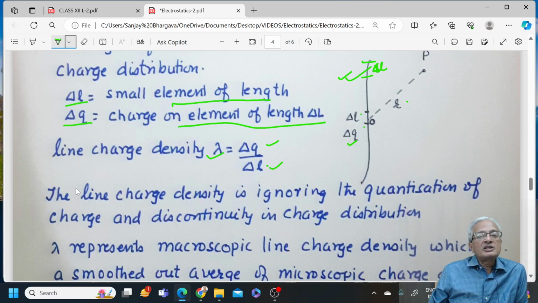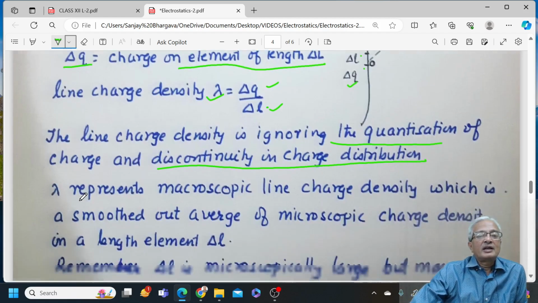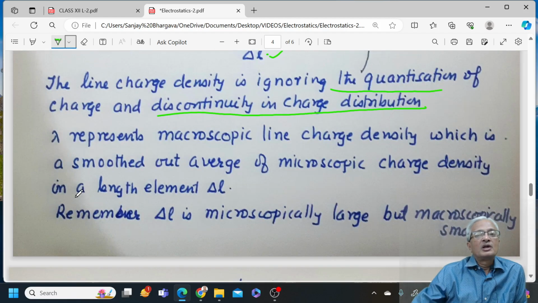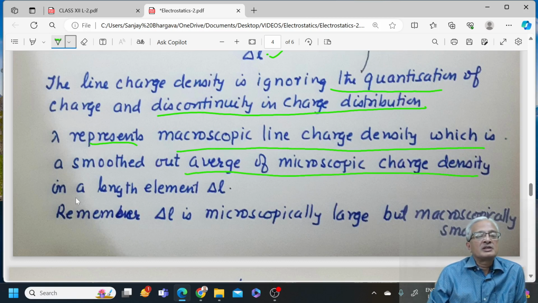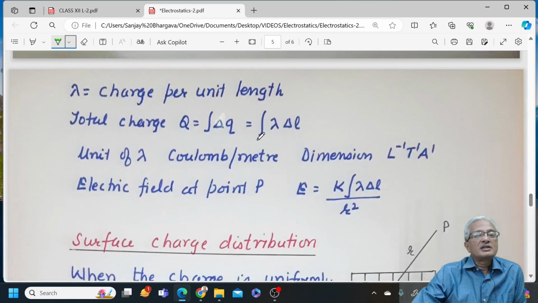The line charge density ignores the quantization of charge and discontinuity in the charge distribution. Remember, and remember very strongly, that at the macroscopic level we are supposed to ignore the quantization of charge and discontinuities in the charge distribution. Here lambda represents macroscopic line charge density, which is a smoothed out average of microscopic charge densities in the length delta L. Remember, delta L is microscopically large but macroscopically small. Line charge density lambda is nothing but charge per unit length.